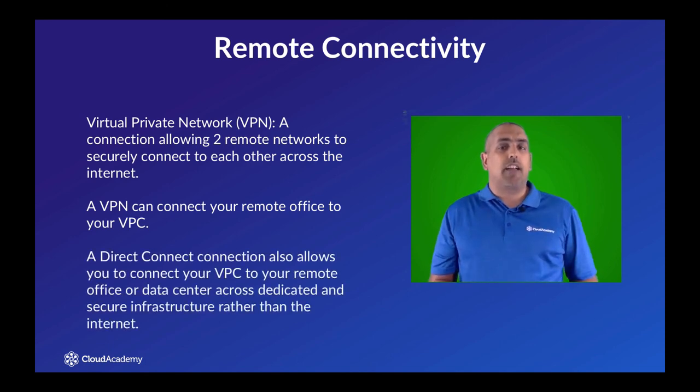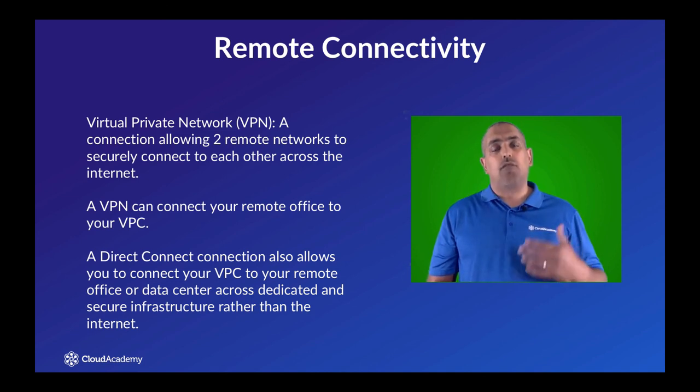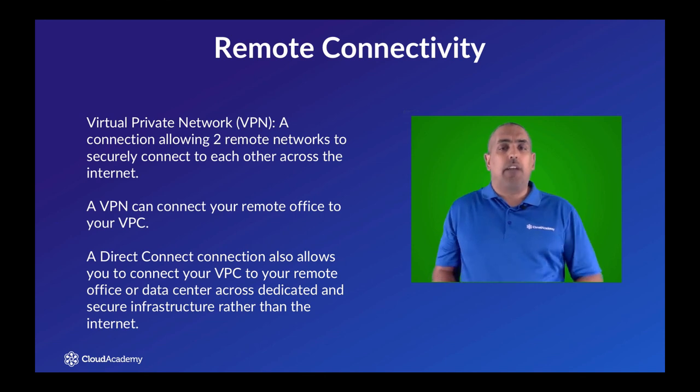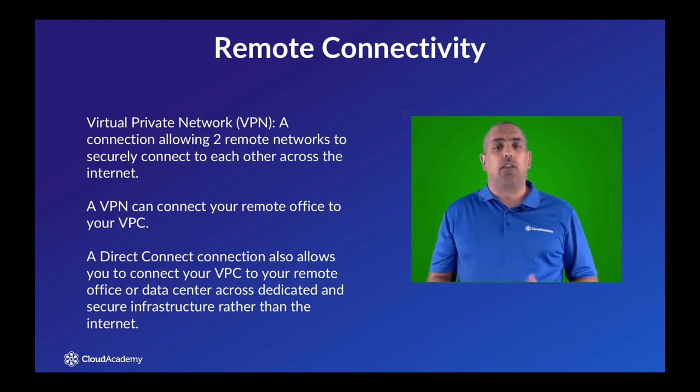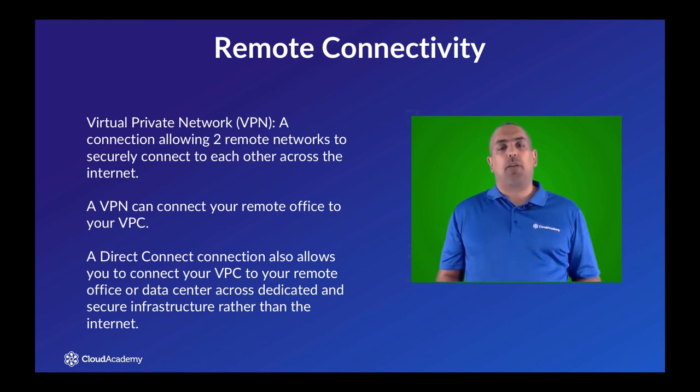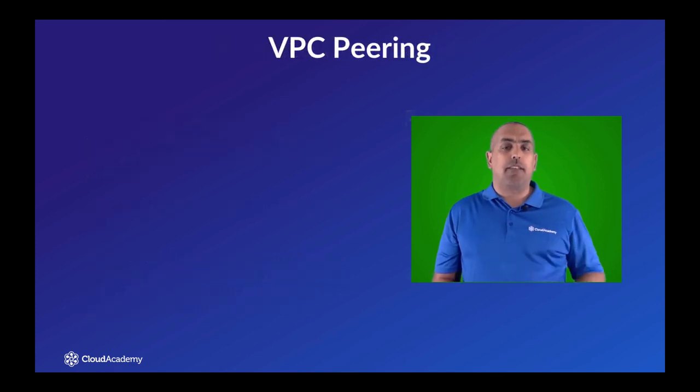Now, a direct connect connection also allows you to connect your VPC to remote office or data center. However, this connection is established across dedicated and secure infrastructure rather than the public internet. And this connection goes from your remote location to a direct connect location, which is usually managed by an AWS partner using dedicated infrastructure. From here, the connection is then made to the AWS network, allowing a secure and private connection to your VPC.